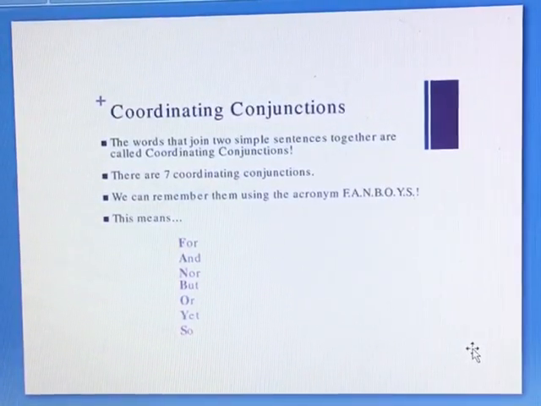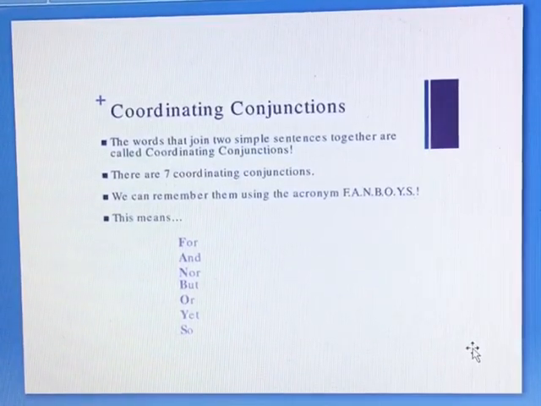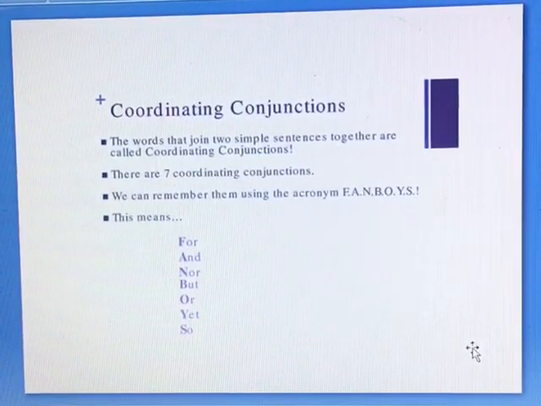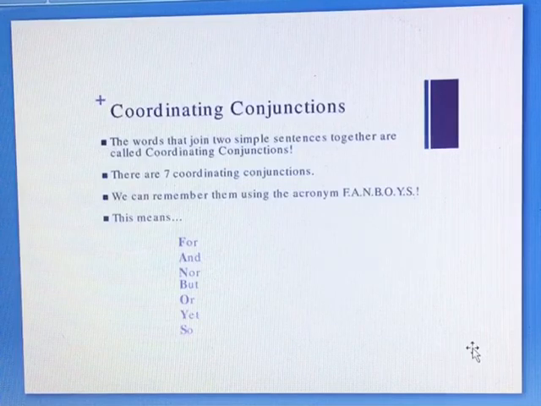What are the coordinating conjunctions? They are for, and, nor, but, or, yet, so. And we can summarize them, contract them into FANBOYS.